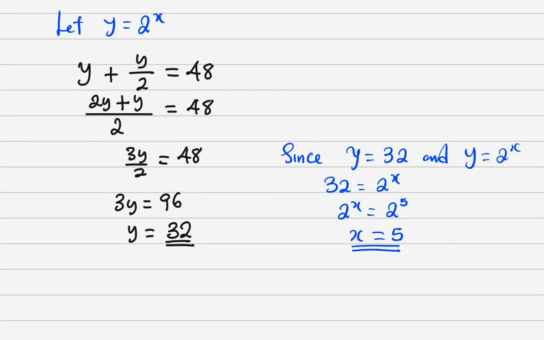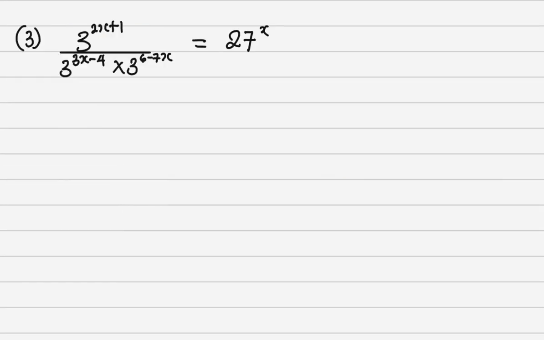Then quickly, let's go to the last question. So we have the question on the screen. Now, this is what I always tell my students. Once you have this, the first thing you need to do is just cross multiply. Okay, on cross multiplying, I'm going to have 3 raised to power 3x minus 4 times 3 raised to power 6 minus 7x, times 27 raised to power x. Now it is equal to 3 raised to power 2x plus 1.